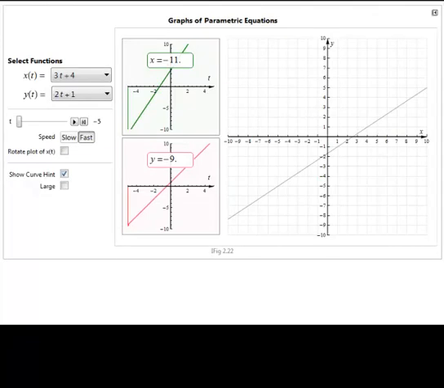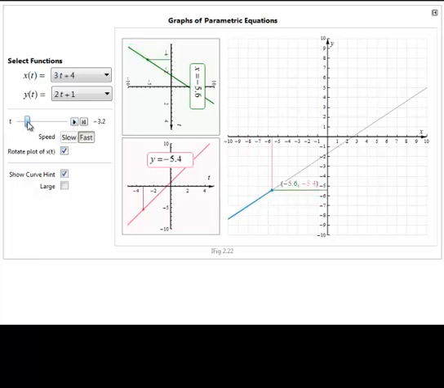In this figure, we may see a hint to the curve. Also, we may rotate the grid for x of t in order to put x on the horizontal axis. The graph may be created by moving the T slider or by running the animation. We see both the x values and the y values and the graph on the xy plane.